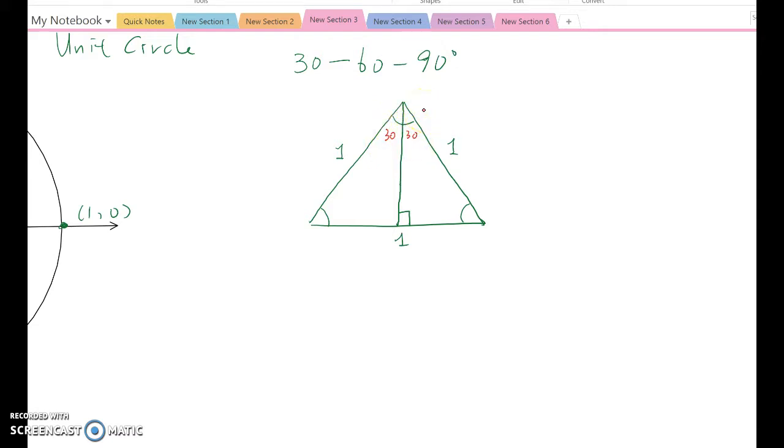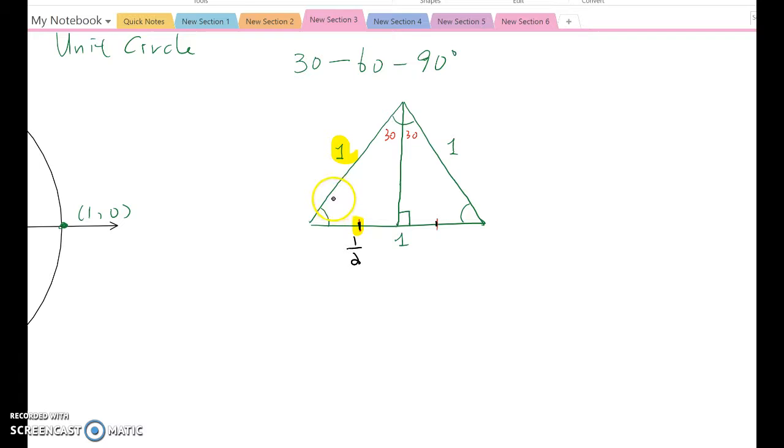Because it's a regular triangle, after bisecting this angle, the two lengths must be half and half. So now we said that this equals 1, right? Then what could this be? It could be 1 over 2, because this length and this length must be equal and their total sum becomes 1. So each one must be 1 over 2.